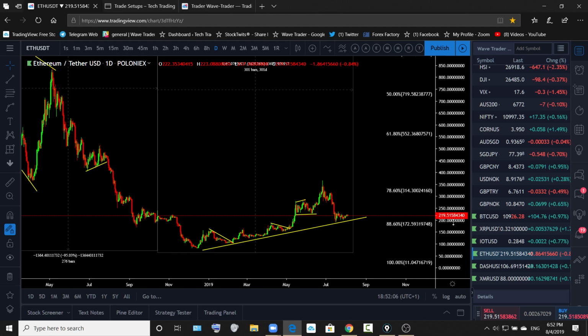Ripple can visit 20 cents in 2025. If so, then there are going to be buy opportunities on Ripple and IOTA.